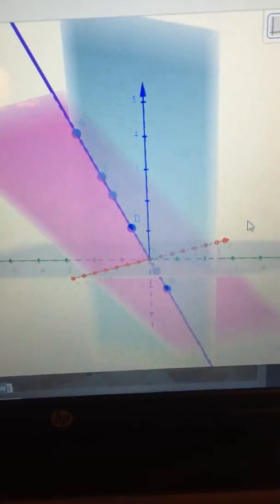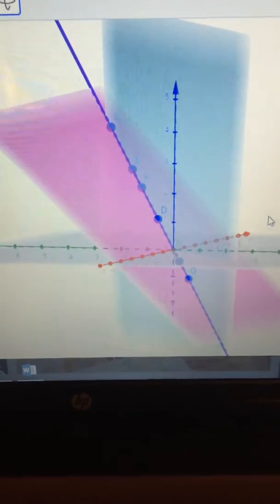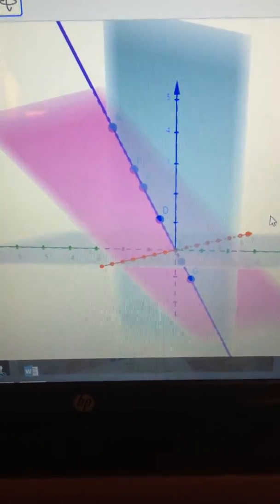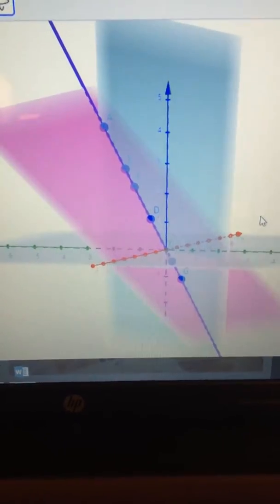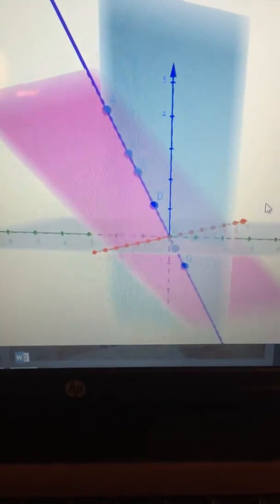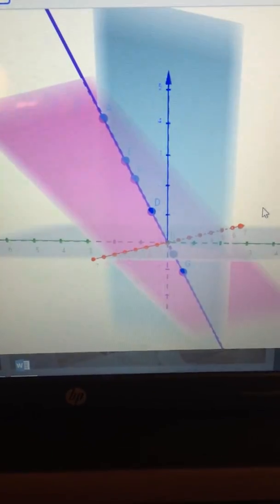So again, any point that is included on line A is going to have the generic form of (x, x, x), and we can prove this again going further in either a tabular representation or just playing around with our model that is using GeoGebra.